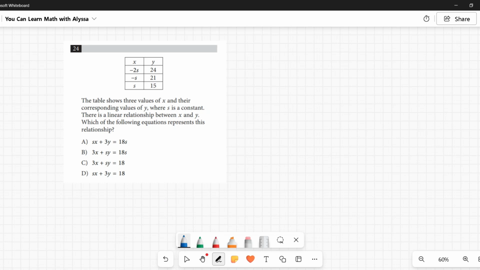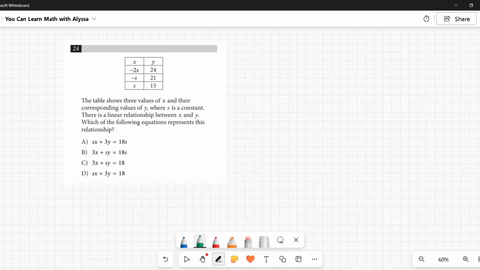This is an oddball. It just is. This is what I would classify as a puzzle problem because it's taking things you know but presenting them to you in an unusual way that you're unlikely to have seen before. So you have to get a little creative. Okay. They want us to know the linear relationship, the equation for this linear relationship.